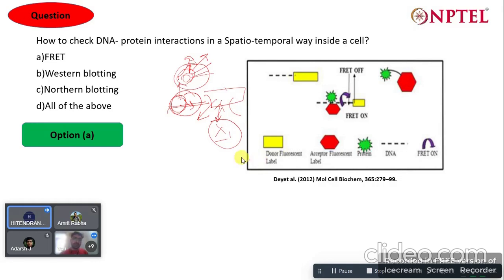So here we have to check whether, for example, this protein, this red one, is a transcription factor, and it is binding to the DNA. We are not analyzing whether it is expressing or repressing anything. We are just showing the interaction, whether this protein is interacting with DNA or not. Just binding.